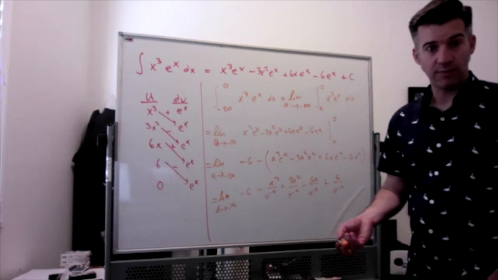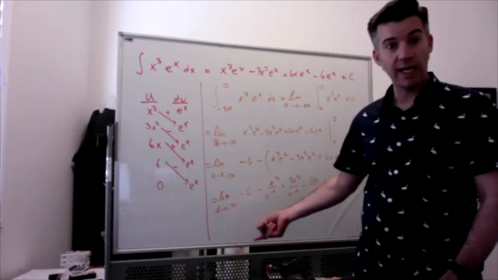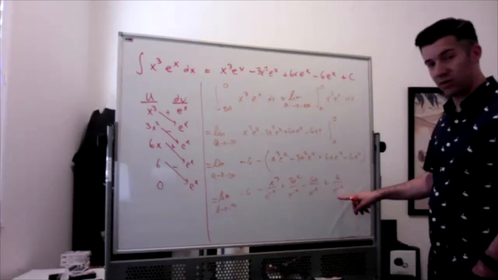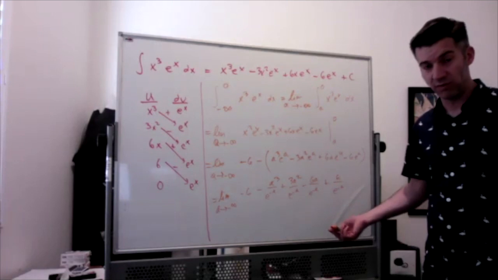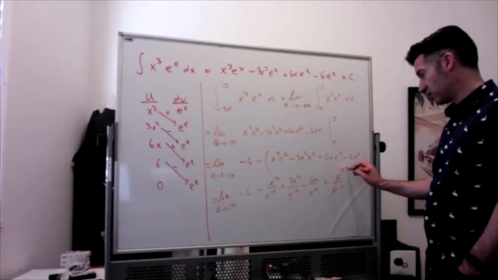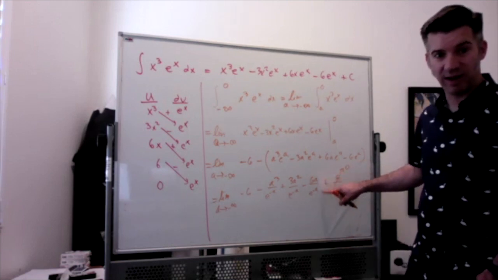Now here's the thing. A is going to negative infinity. Negative a is going to positive infinity. So e to the negative a is going to e to the infinity, which is also going to infinity. So I have 6 divided by infinity. That goes to 0. I have 6a divided by e to the negative a.